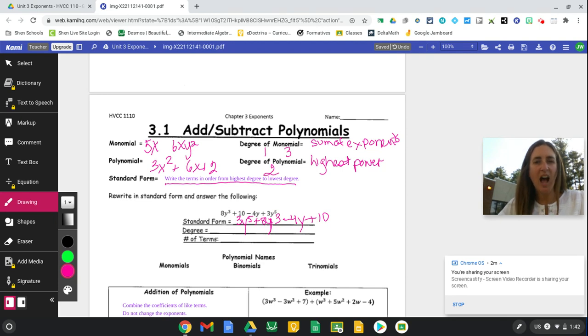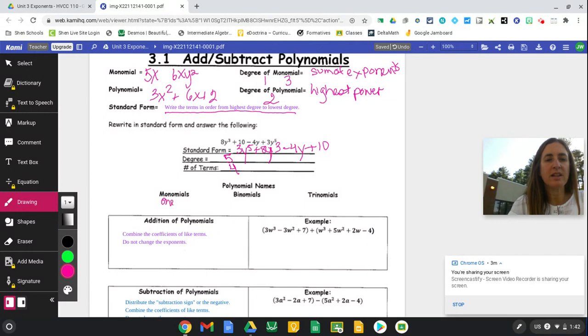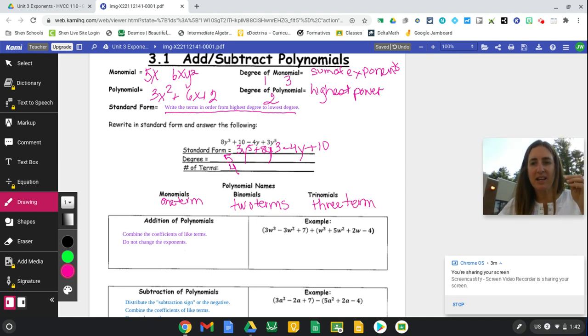The degree of this polynomial is the highest power that we see there, so our degree of this polynomial is a 5. And how many terms does it have? This polynomial is made up of 1, 2, 3, 4 terms. There are 4 terms there. Now, a monomial only has 1 term. A polynomial that has 2 terms is called a binomial. So 2 terms. And then a trinomial obviously has 3 terms. And you probably did a lot of trinomials where you factored them and things like that back in 9th grade.